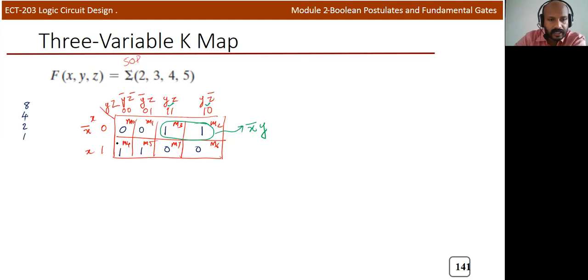And now we can see another 2 ones here. So I can consider another group of 1 1. For this particular group, row wise it is x, and column wise, if you consider the first and second column, you can see that 0 is common in both column 1 and 2, and this 0 corresponds to y bar, so x y bar. So I can write the expression: this is x y bar plus x bar y.